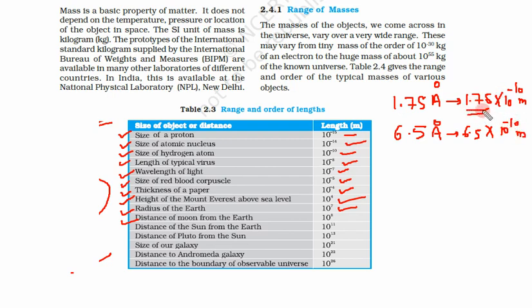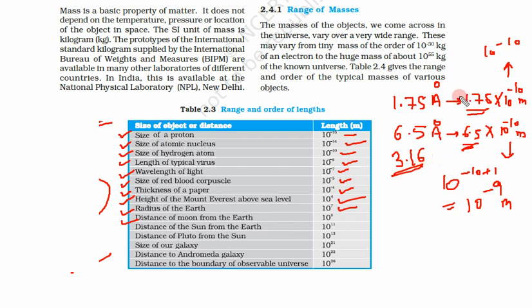This is less than 3.16, so the order is definitely 10 to the power minus 10. Here it is more than 3.16, so the order will be one more than this. How do we calculate 10 to the power minus 10 plus 1? This is 10 to the power minus 9 meter. So it is always one more than this order if the number is more than 3.16. What is the limit? 3.16. If the number is more than 3.16, we consider it for the next order.